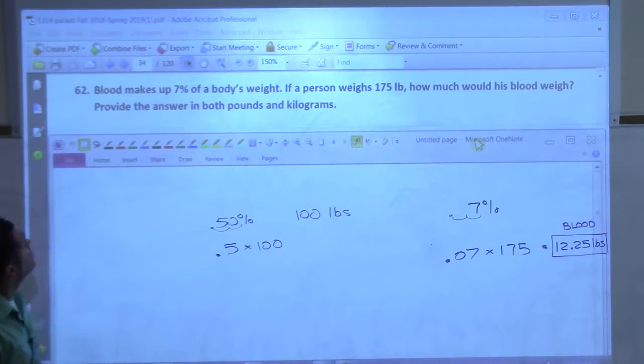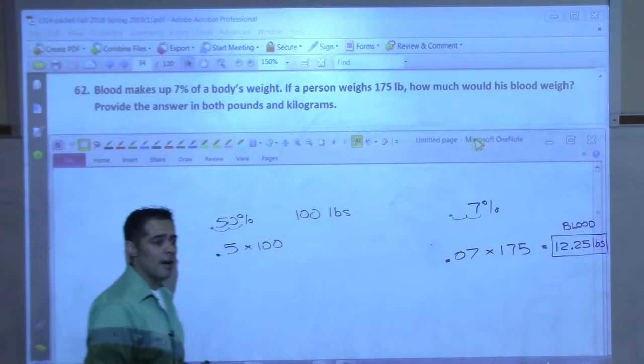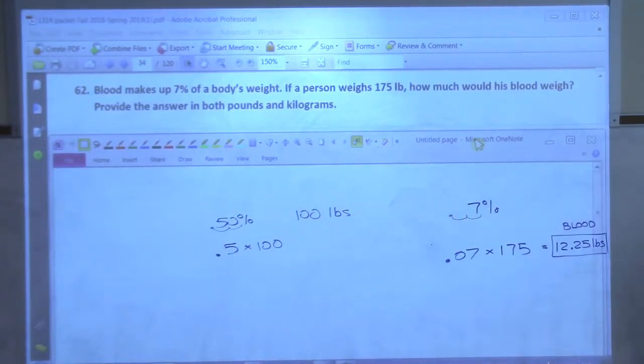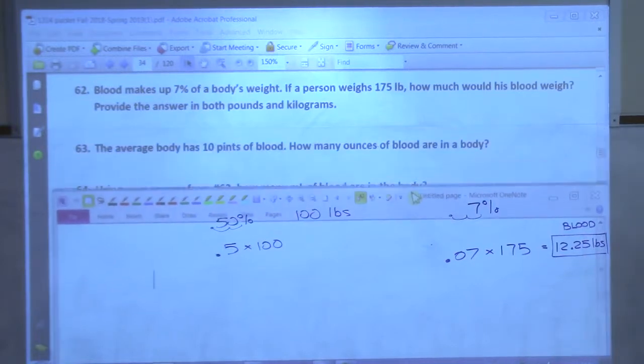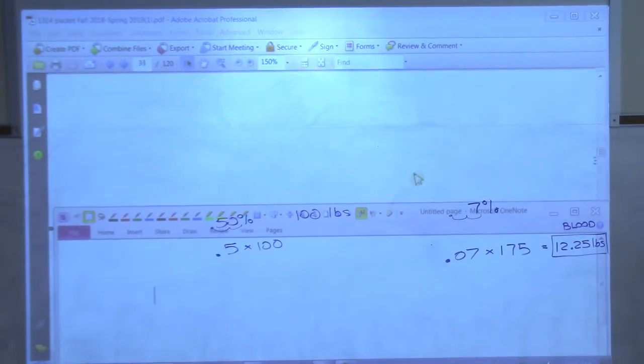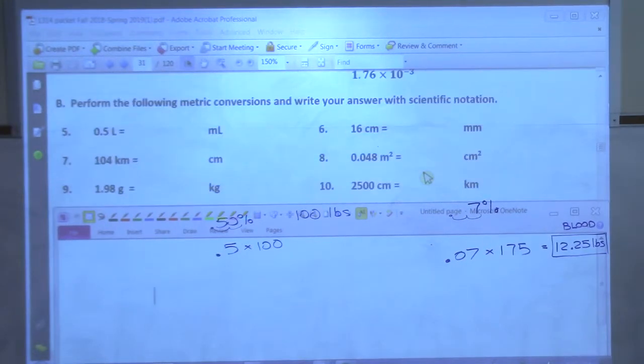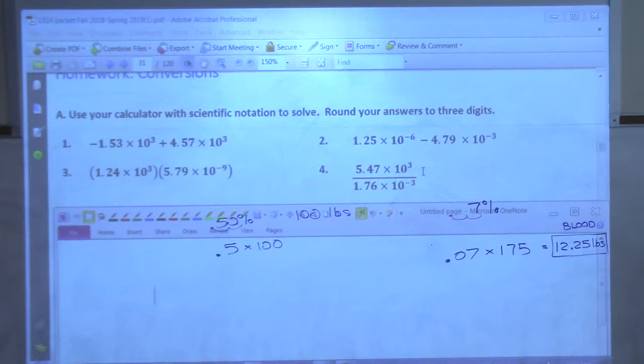Now, the last part says provide the answer in both pounds and kilograms. So that last part, Emily? Emily, okay. We've got to go from pounds to kilograms now, right? So we just need to go to our chart and hope we see it there. Let's see, where's that? Pounds to kilograms, pounds to kilograms. Did I pass it? No.